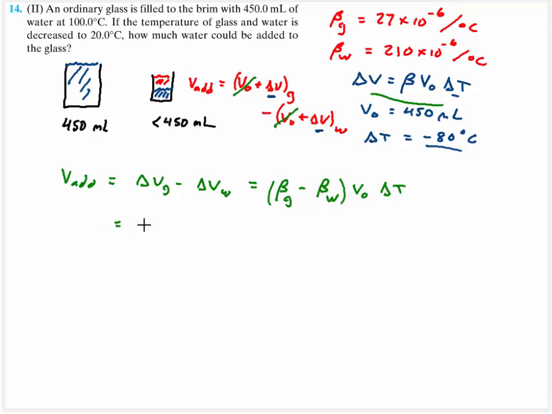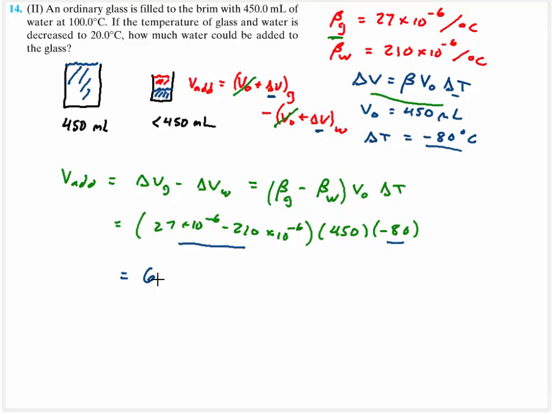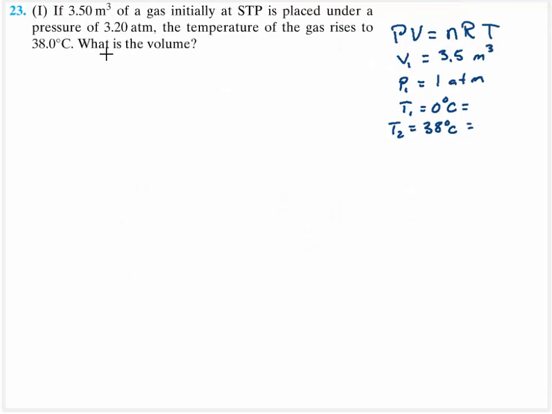And now it's a fairly simple matter of just plugging everything in. 27 times 10 to the negative 6, that's the coefficient of volume expansion for glass, minus a much larger coefficient of volume expansion for water, times 10 to the negative 6, multiplied by the initial volume, 450 milliliters, and the change in temperature, negative 80. You can see that this is going to be negative, that's going to be negative, and we're going to end up with a positive at the end of the day. And we're going to come up with 6.59 milliliters.